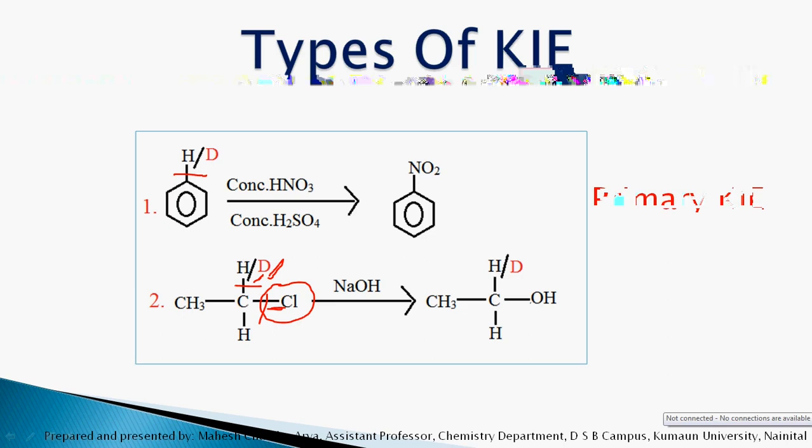The first one is an example of primary KIE, where the isotopically substituted bond undergoes cleavage during the course of the reaction, whereas the second example is an example of secondary KIE, where the bond undergoing cleavage is not isotopically substituted, but it is somewhere in the vicinity or in the neighborhood of the isotopically substituted bond. So these are two types of kinetic isotope effects.